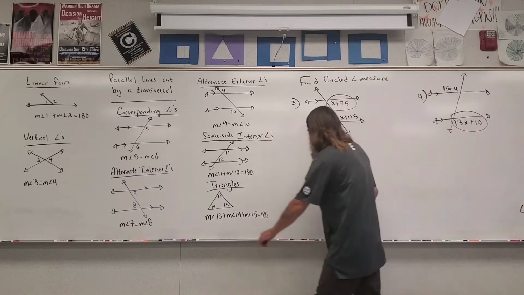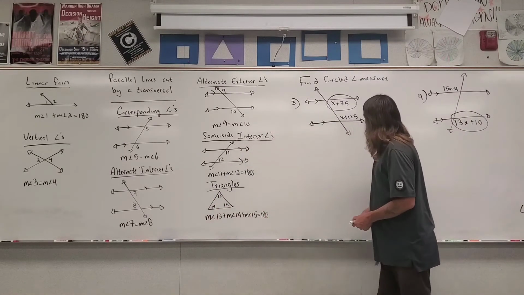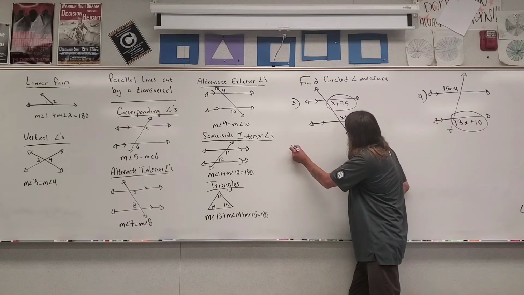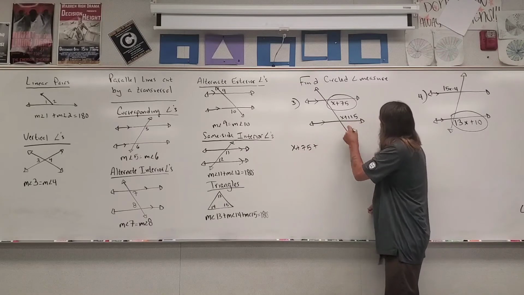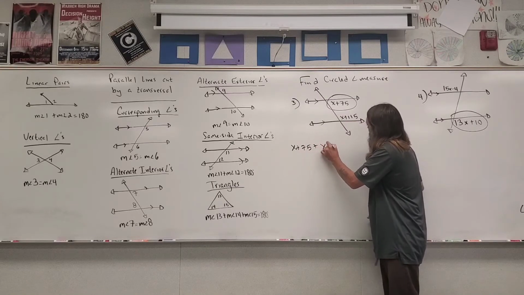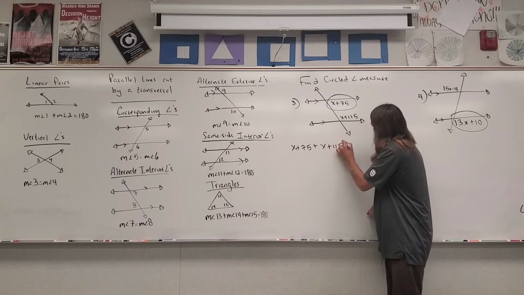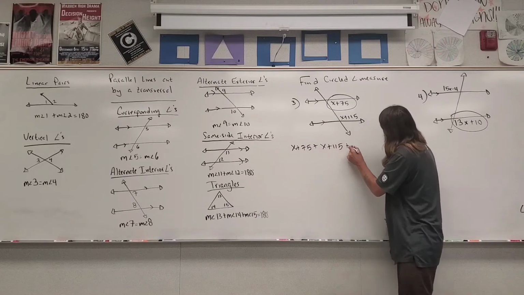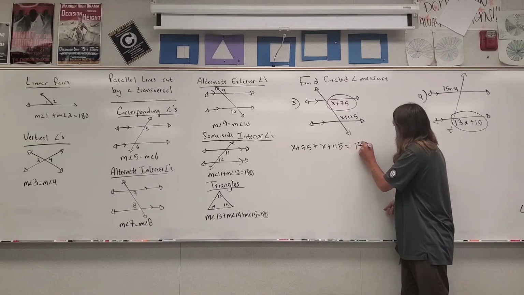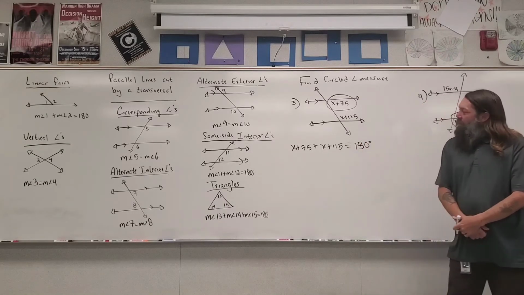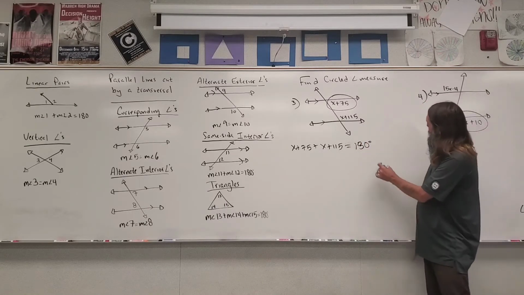Let me find my marker. Here we go. So that means that x plus 75, that's one angle, x plus 75 plus x plus 115. These 2 angles, this angle and this angle, must add up to, not plus, but must add up to 180 degrees. All right, now I can get into my 6 steps to solve.